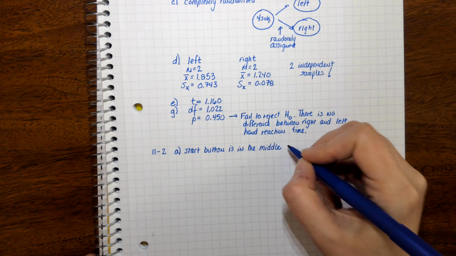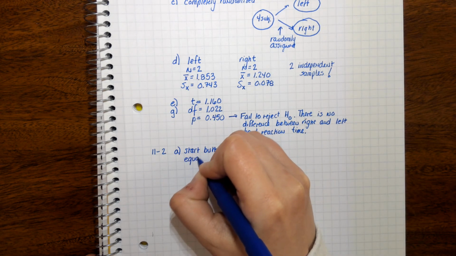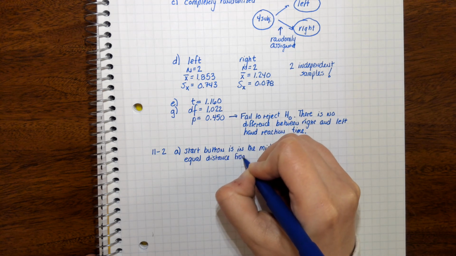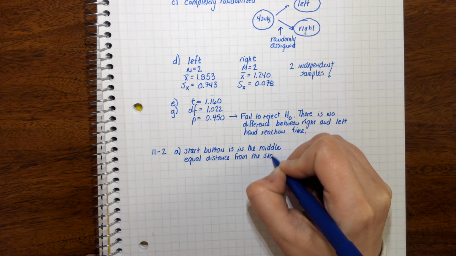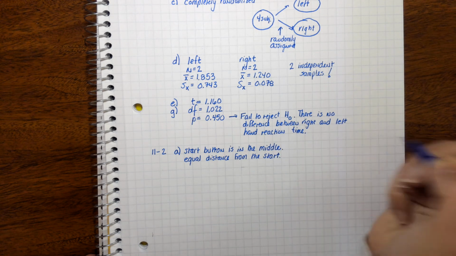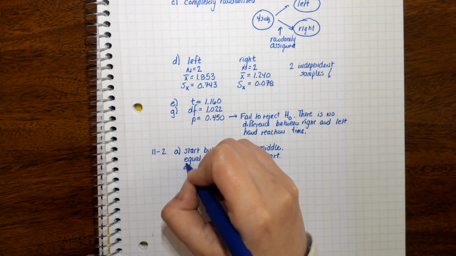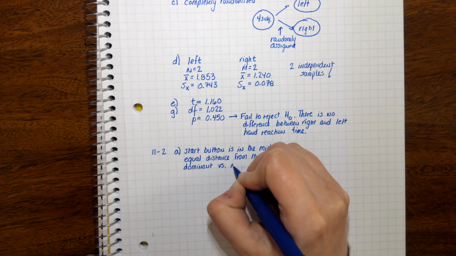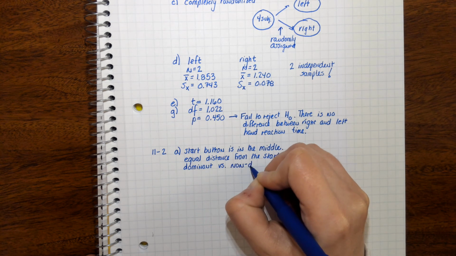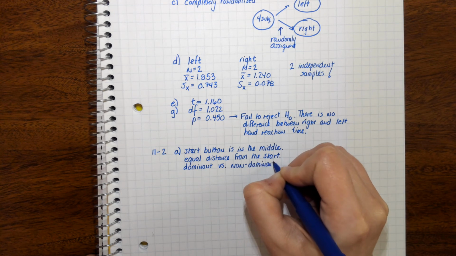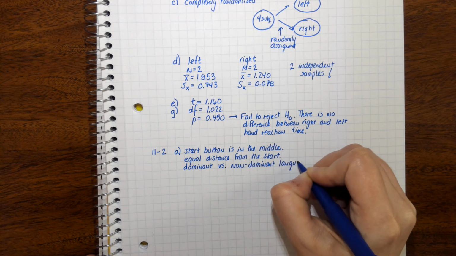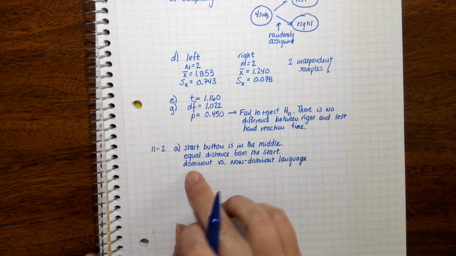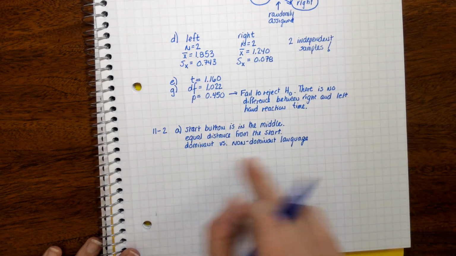You have equal distance from the start. You have dominant versus non-dominant language. So meaning instead of just saying right hand and left hand, they're acknowledging that people have a non-dominant and a dominant hand.